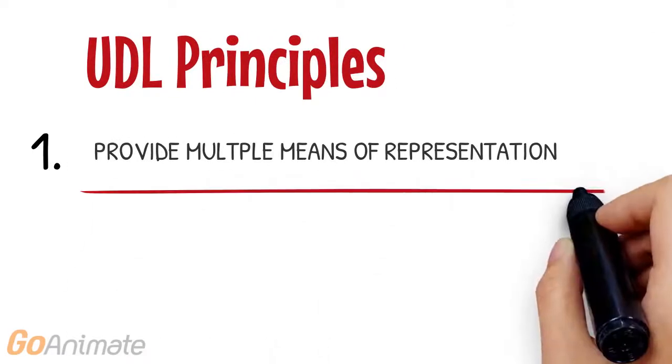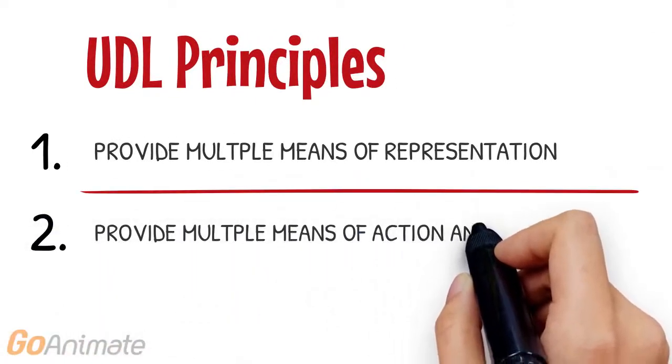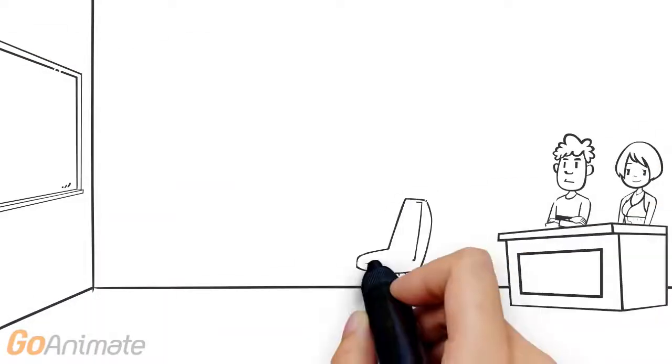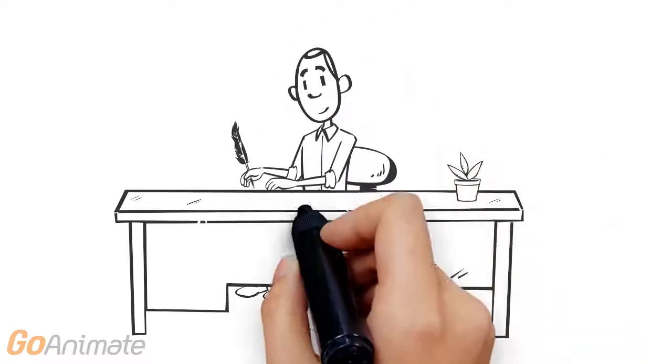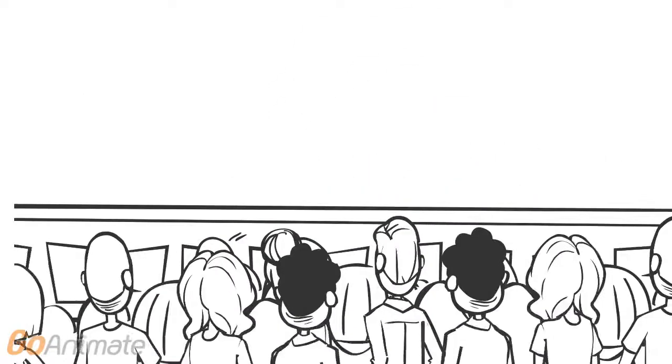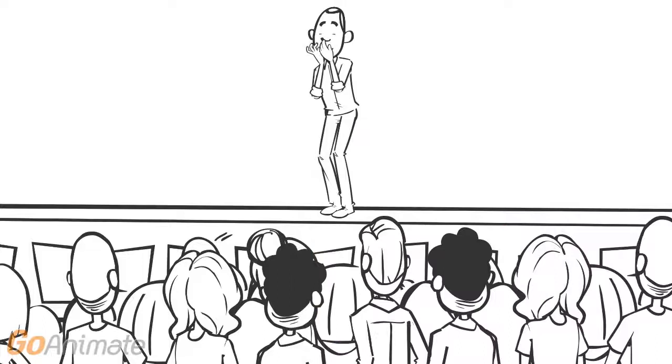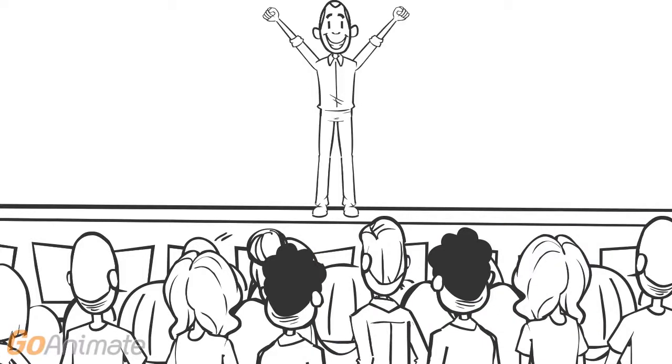The second principle is to provide multiple means of action and expression. Not everybody interacts with learning environments in the same way. For example, some learners may be great at communicating through writing, but they might really struggle when it comes to communicating those same ideas verbally, and vice versa.